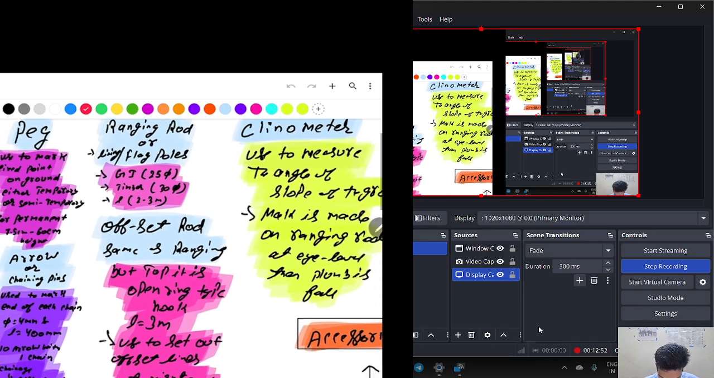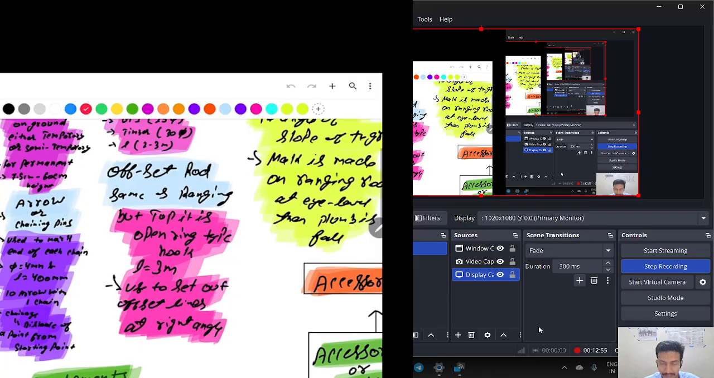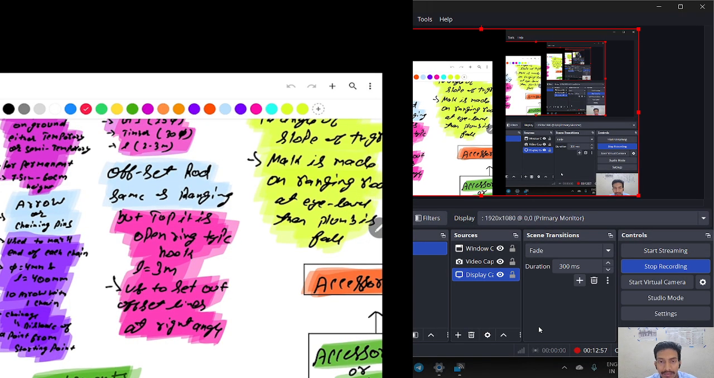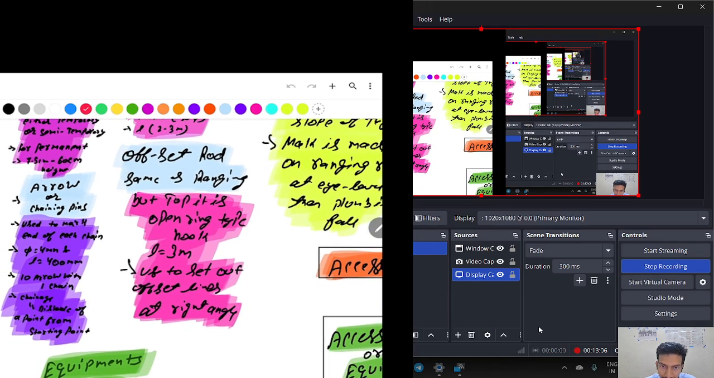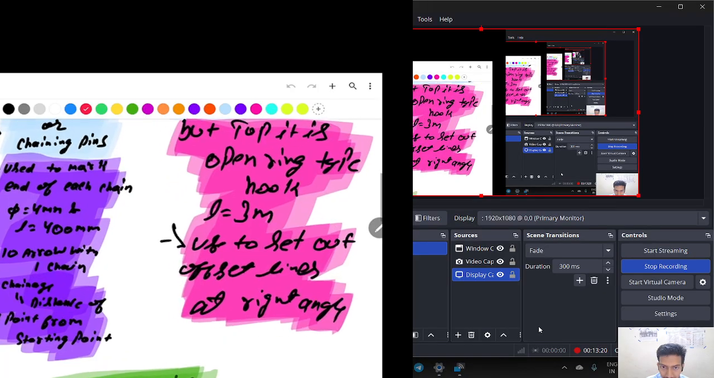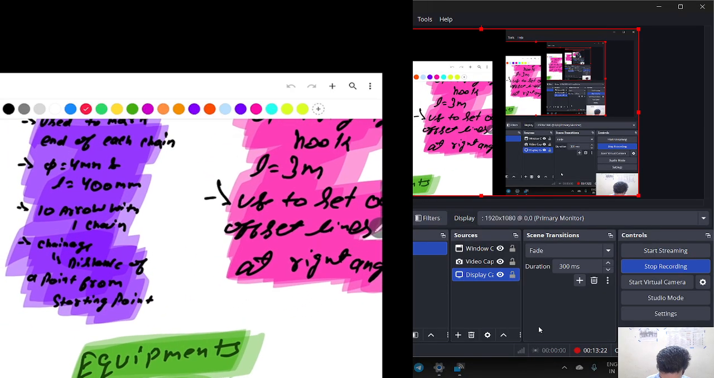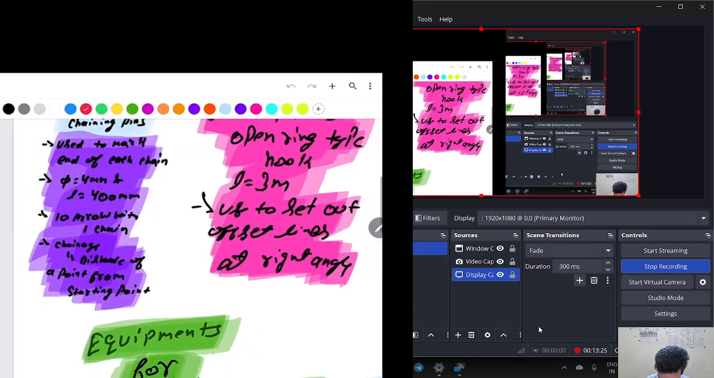The third one is the arrow or chaining pin. Arrows are used to mark the end of each chain. Diameter is 4 mm and length is 400 mm. There are 10 arrows with one chain, which disclose the distance of a point from a starting point.